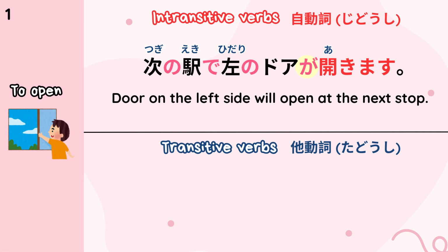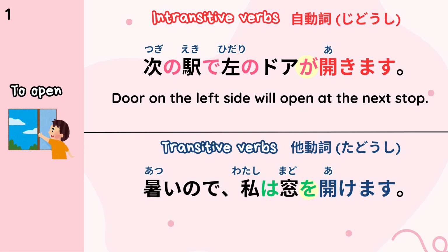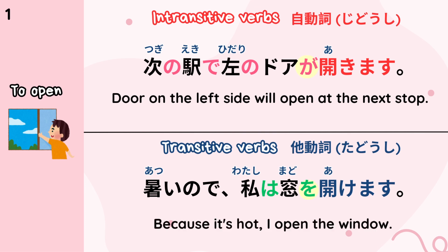In this video, I will highlight the particles in color so you can easily see them, especially the particles ga and o that go with transitive and intransitive verbs. I will make it stand out a bit. 暑いので私は窓を開けます。Because it's hot, I open the window.